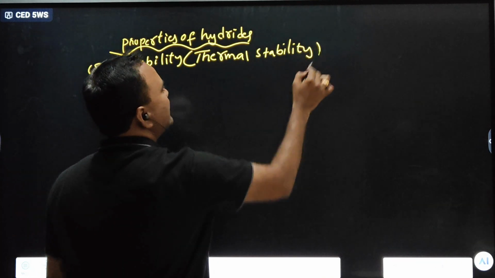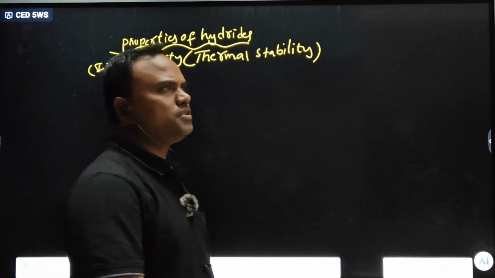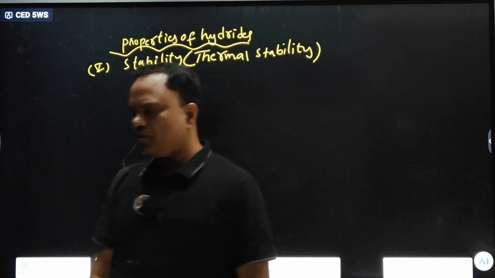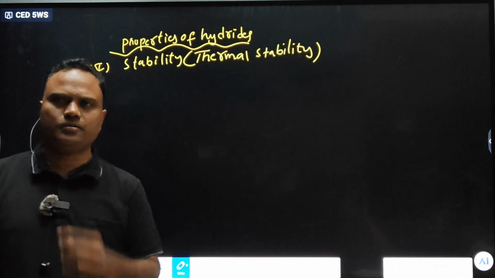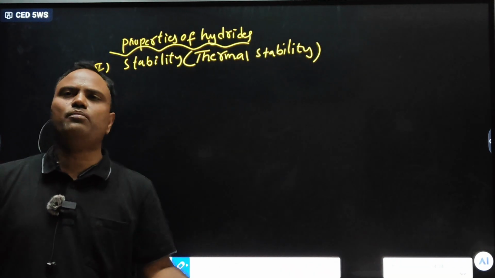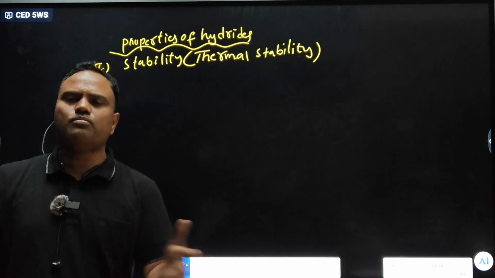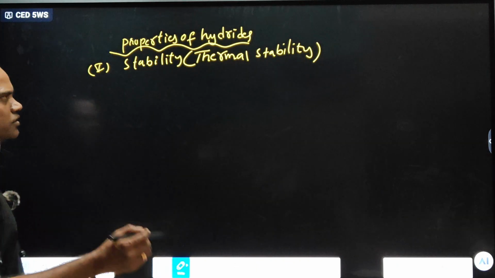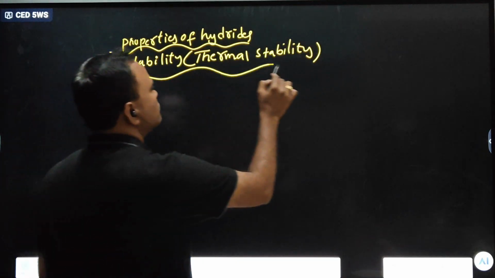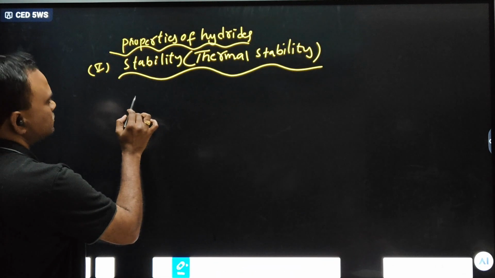Which of the following hydride is thermally stable, thermally unstable? Thermally means when you heat, what happens? When you heat, will it decompose or not? That is the meaning of thermal stability. If you heat, it will decompose easily, that is thermally unstable. If you heat, it won't decompose, that is thermally stable. Okay, right.